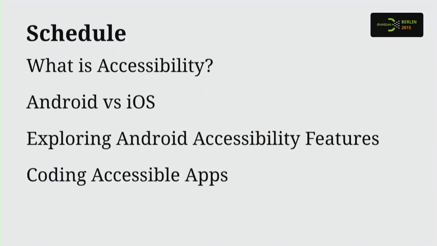So a quick rundown of what we're talking about today. First, we're going to talk about what is accessibility. What do we mean when we say that? Android platform versus iOS platform, where each of them are, and the differences and similarities between the ecosystems. We'll take a look at the accessibility features that are available to Android users, and then finally we'll finish up with some code samples.